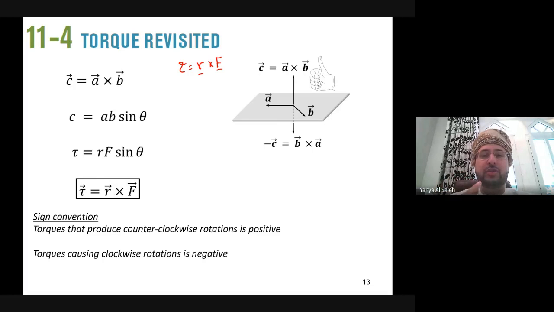produces rotation that is counterclockwise, then that torque is positive. If it's a torque that causes a clockwise rotation, it is negative.